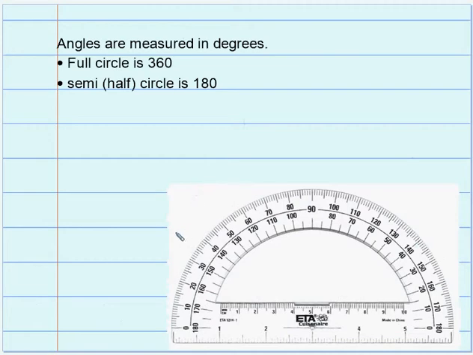Okay, so angles are measured in degrees. A full circle is 360 degrees. A semicircle, or half circle, is 180 degrees, and we know that that's a straight angle. This tool right here is a protractor. That's what we use to measure angles.